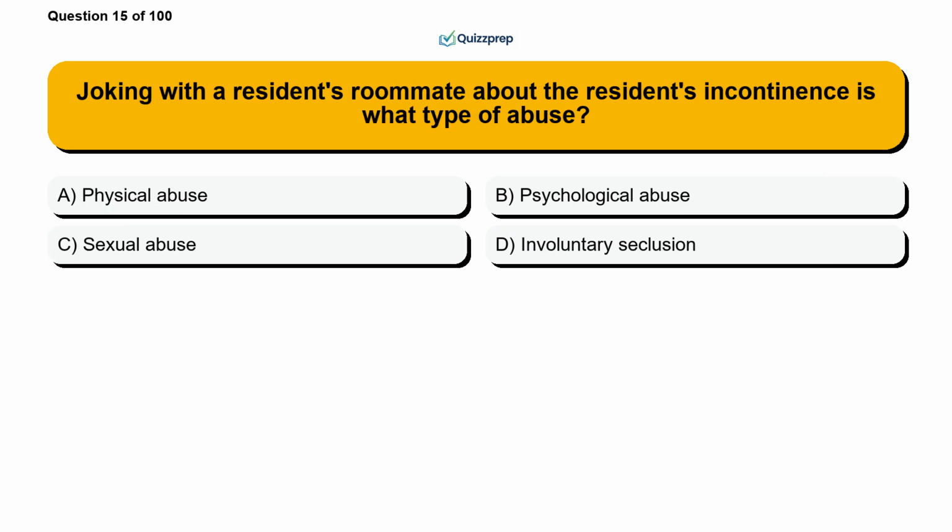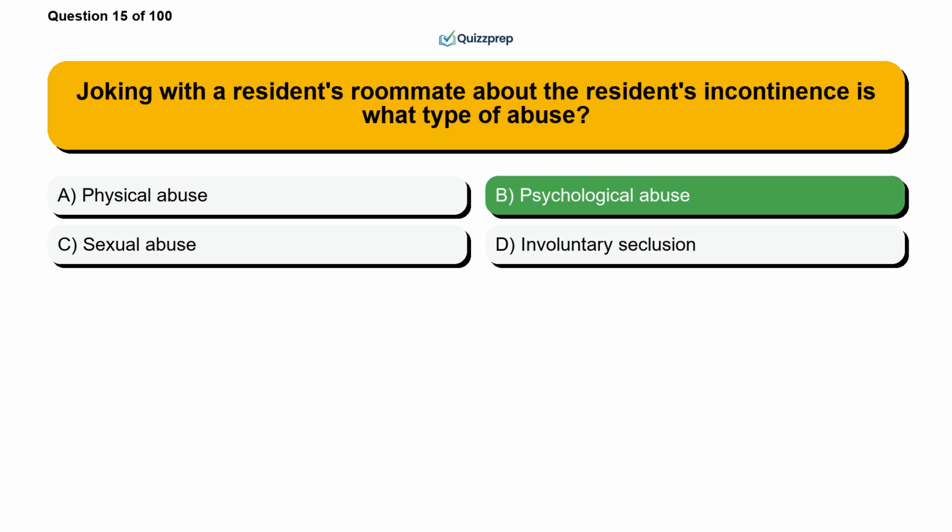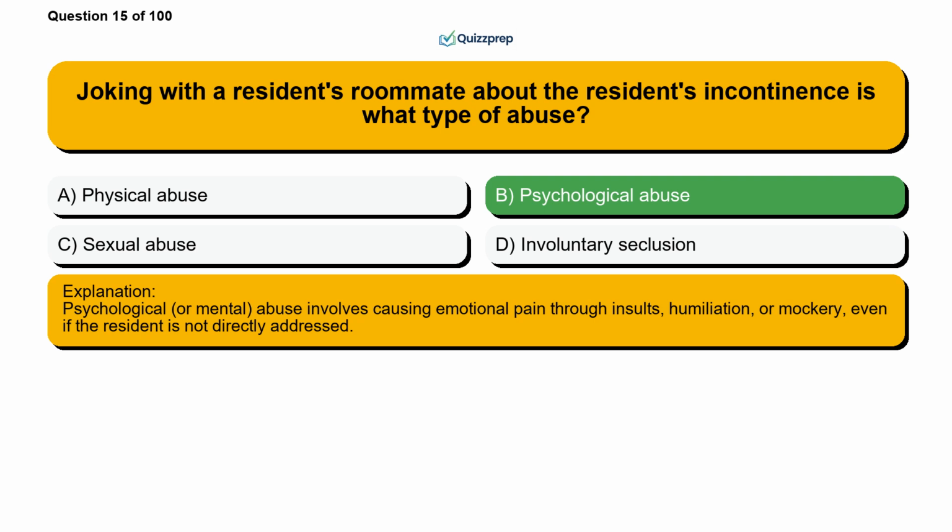Question 15. Joking with a resident's roommate about the resident's incontinence is what type of abuse? Option A. Physical abuse. Option B. Psychological abuse. Option C. Sexual abuse. Option D. Involuntary seclusion. The correct answer is option B. Psychological abuse. Psychological, or mental, abuse involves causing emotional pain through insults, humiliation, or mockery, even if the resident is not directly addressed.